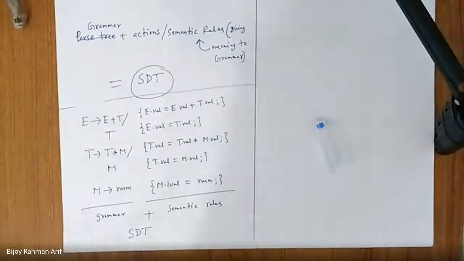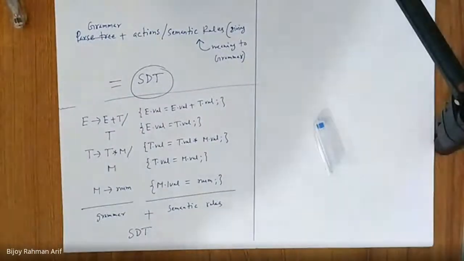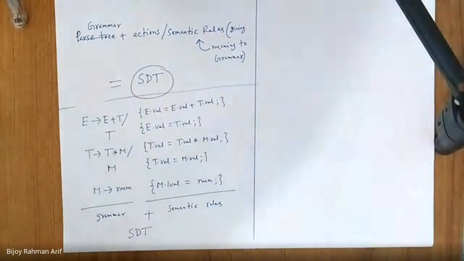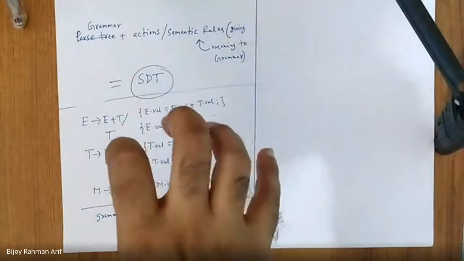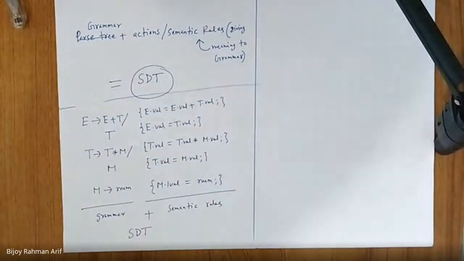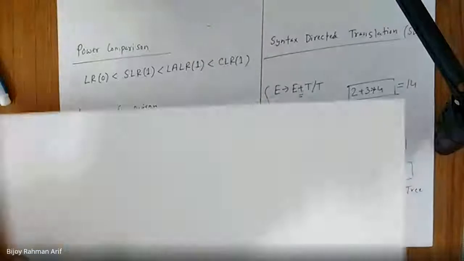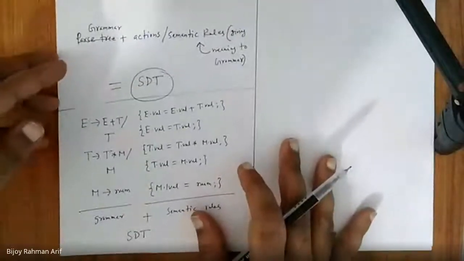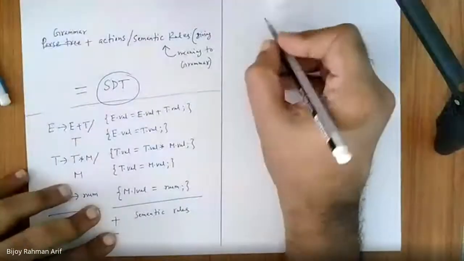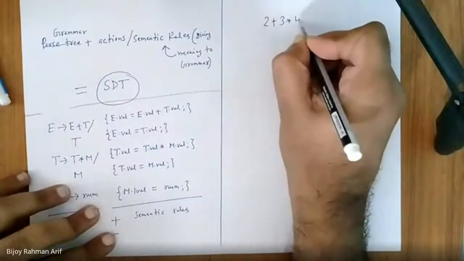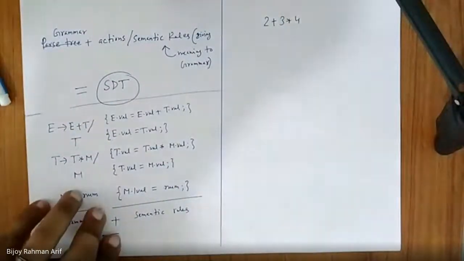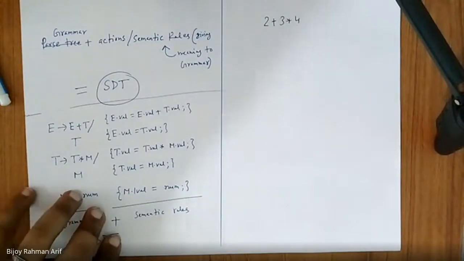Now, how does it work? Let's take a string. We don't know how to write these semantic rules, but somehow consider this is correct. Now let's take that string: 2 plus 3 star 4. To draw the parse tree, we know how to draw it. So what would be the parse tree for this?